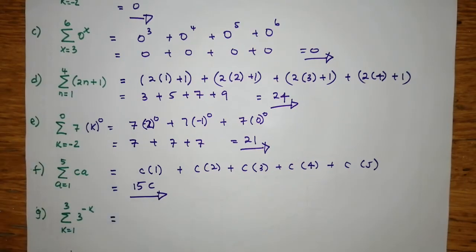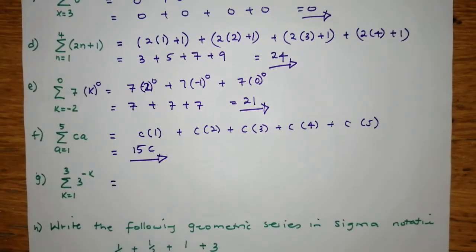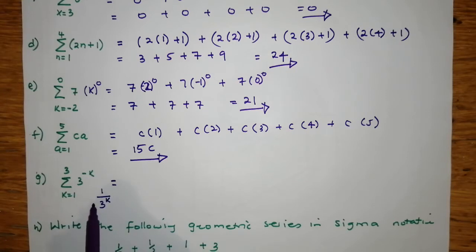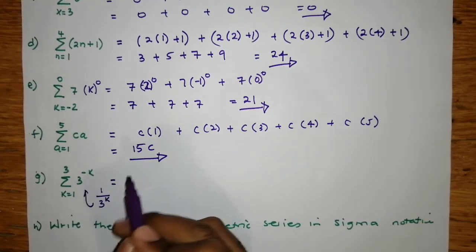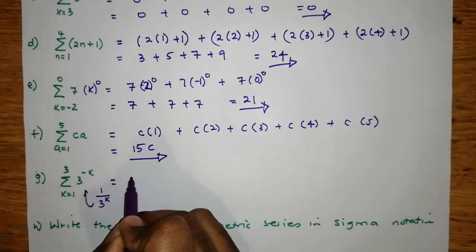Okay, we come to this one now. As far as this one is concerned, I want you guys to take note that this could have been expressed as 1 divided by 3 to the k, right? Trust you guys are aware of that. If you are not, now you are. But I can still write it like this.